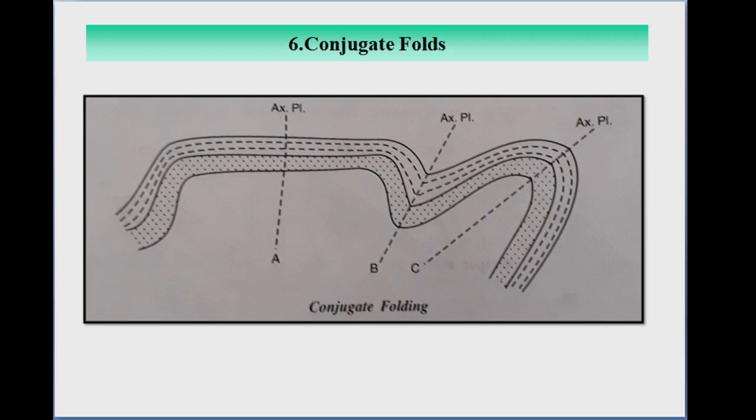This is the figure showing the conjugate folding. Here this is a box fold, then here the syncline fold, then third is an anticline fold. All these folds combined are called conjugate folding. In the figure you can see the three axial planes showing three different folds: anticline, syncline and also the box type of fold. Combined, they are called conjugate folding.